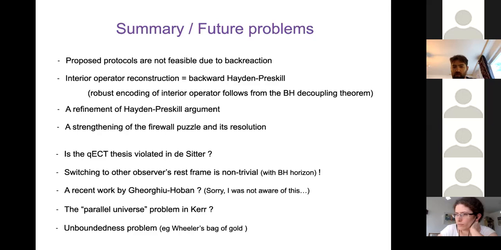If we assume the quantum extended Church-Turing thesis, can we conclude only that something has to block the BFV proposal? Could be back reaction, could be something else? Right, yeah. It could be something else.